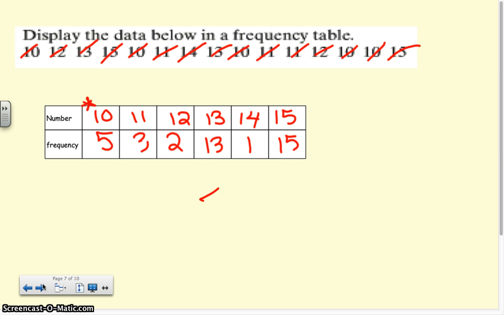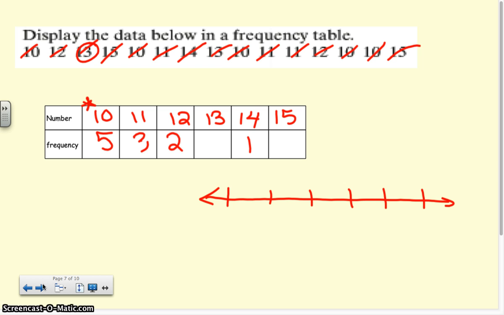Alright, and if I were to make a line plot of this, again I start with my smallest: 10, 11, 12, 13, 14, 15. 15 doesn't occur 15 times, and 13 doesn't occur 13 times. What did I do? 13 occurs 2 times, and 15 occurs 2 times. I have no idea how I just rewrote them. Anyways, so 10 occurs 5 times. Let me just fill this out.